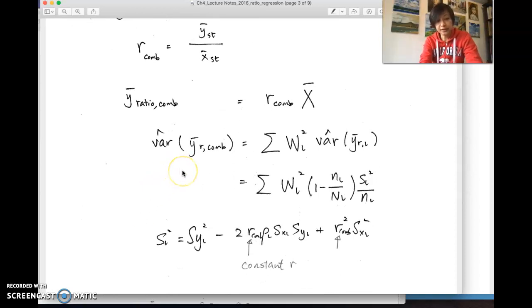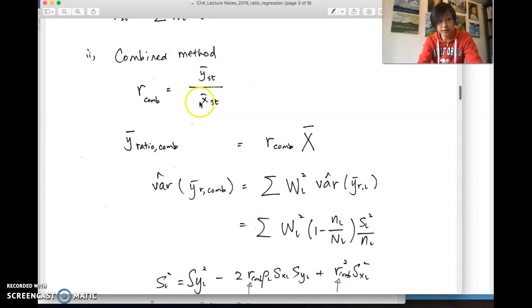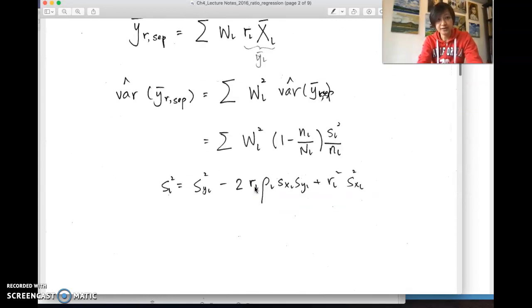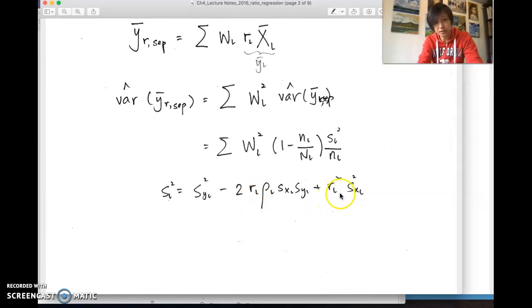Under the estimated variance, again, we add up all of the estimated variances for each stratum, weighted by the population fraction square. Expanding this, S L square in this case again equals the sample variance of Y, the sample variance of X, and we also have R. Under the combined method, we have a constant R for the entire population, whereas with the separate method, we would have different R.